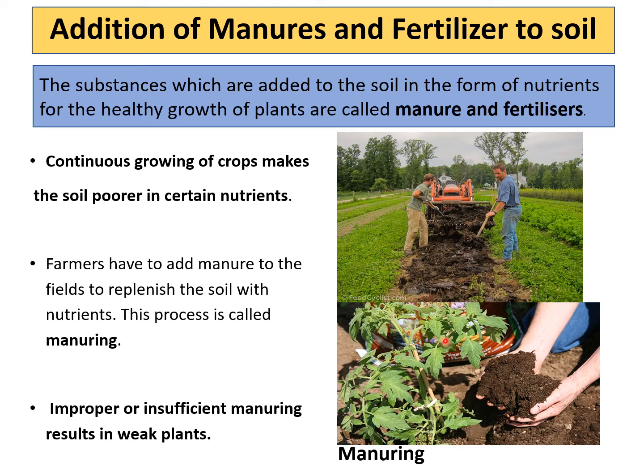So soil will get nourished with the nutrients. So our crop will be healthy, right? Improper or insufficient manure results in weak plants. If we do not add a sufficient amount of manure, it will result in weak plants, right?